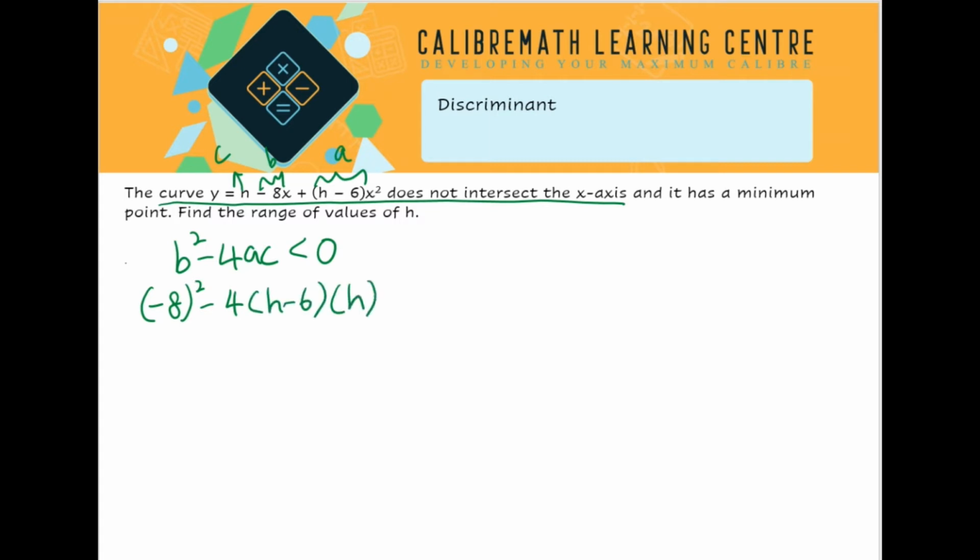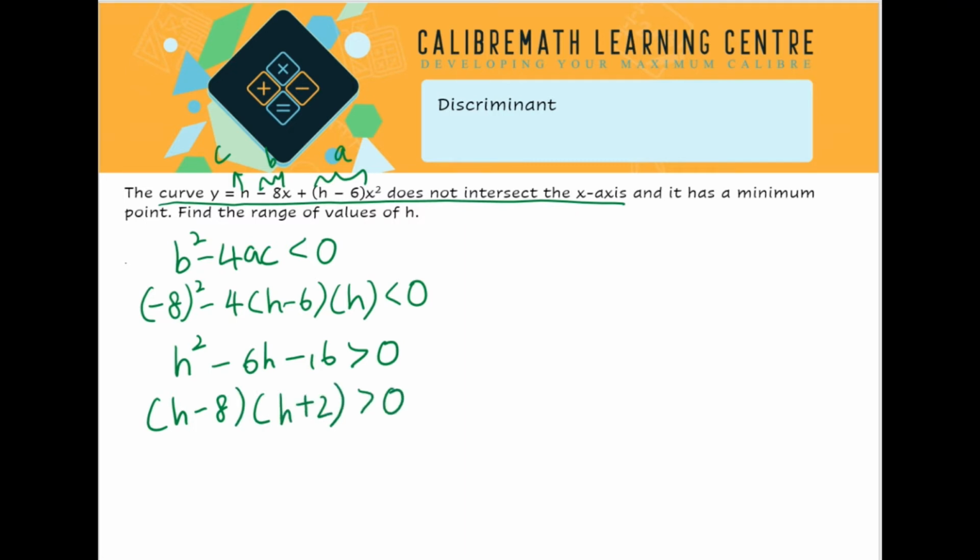we will be able to expand and eventually simplify the equation to be h squared minus 6h minus 16 to be greater than 0. And afterwards, you can factorize and get the two factors to be h minus 8 and h plus 2.